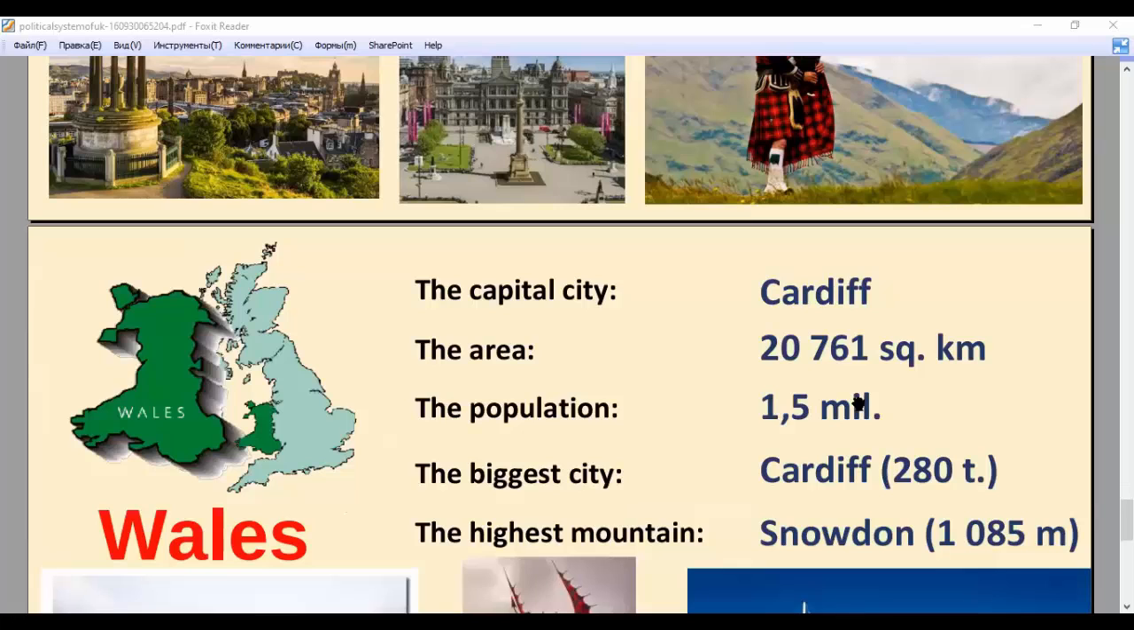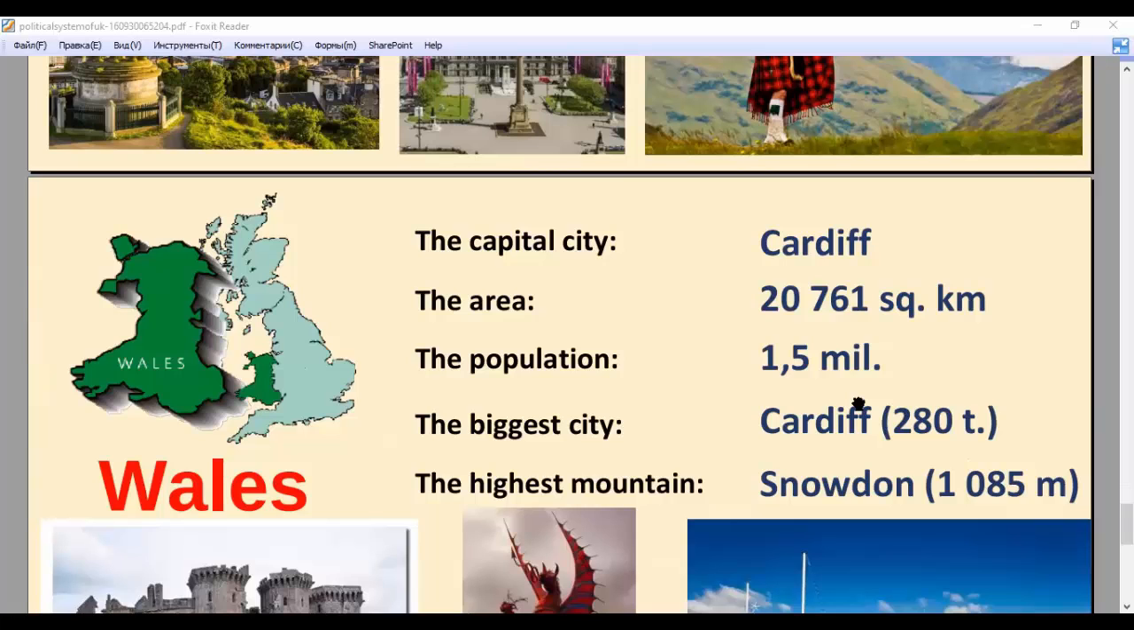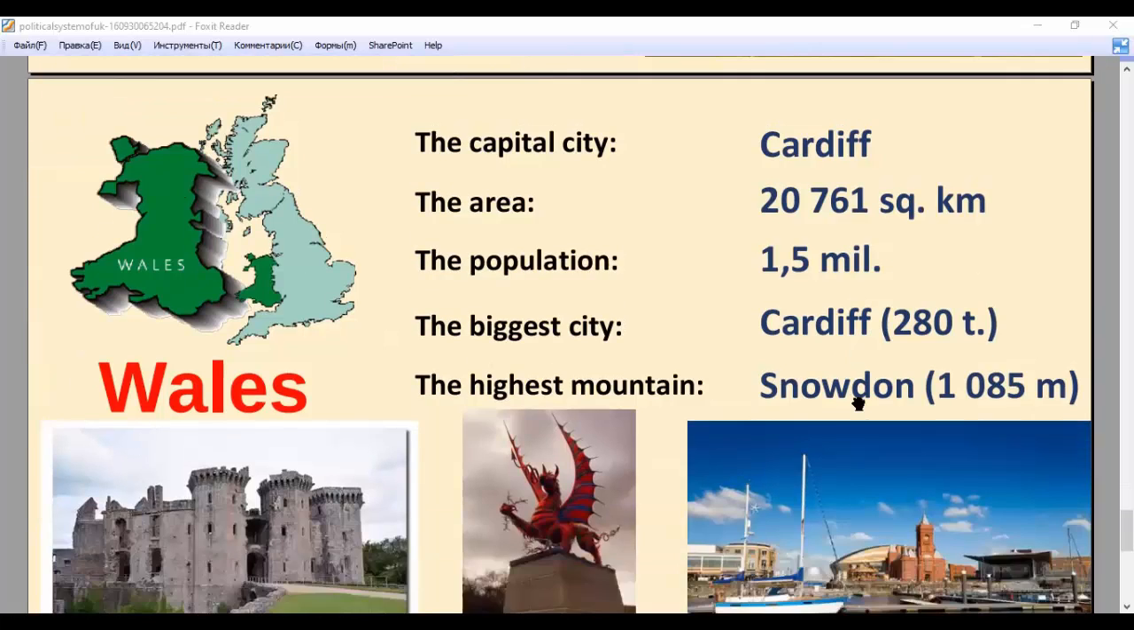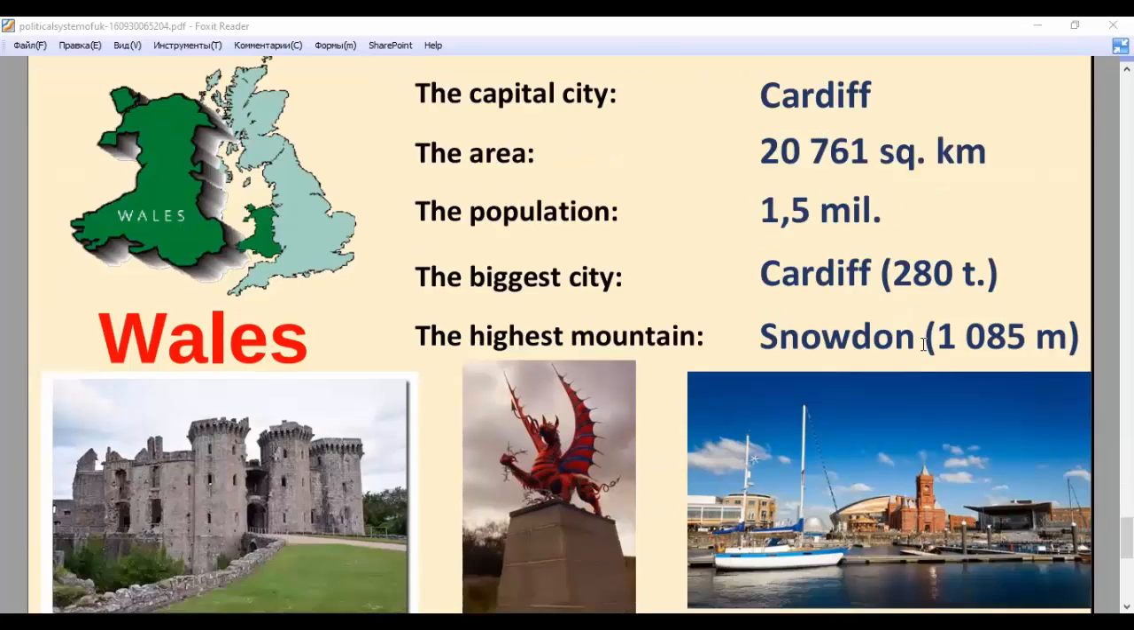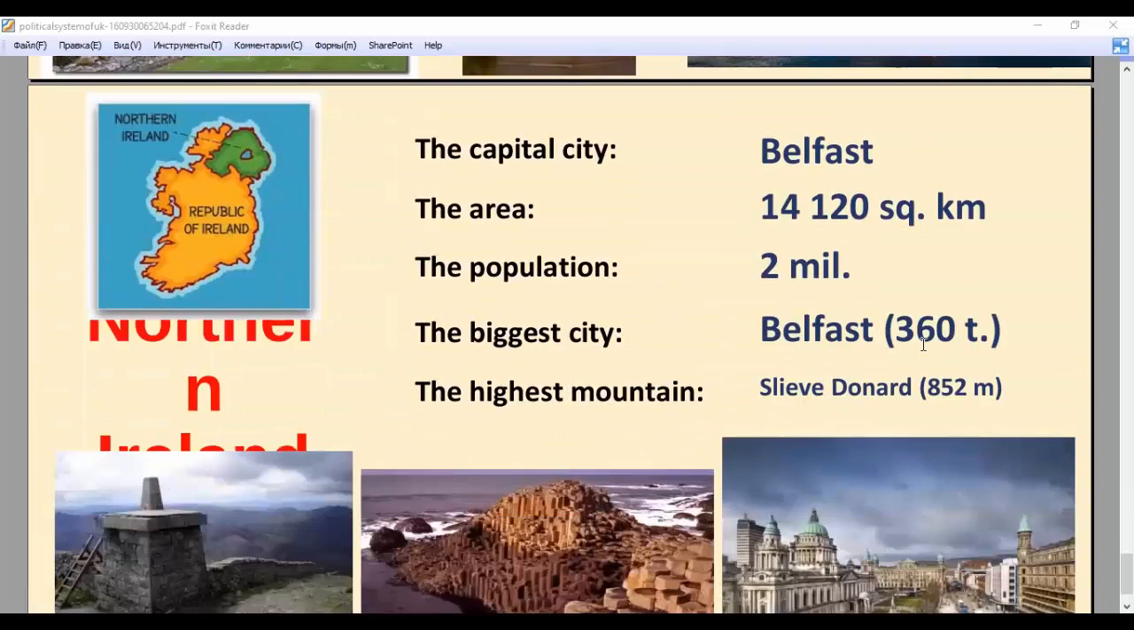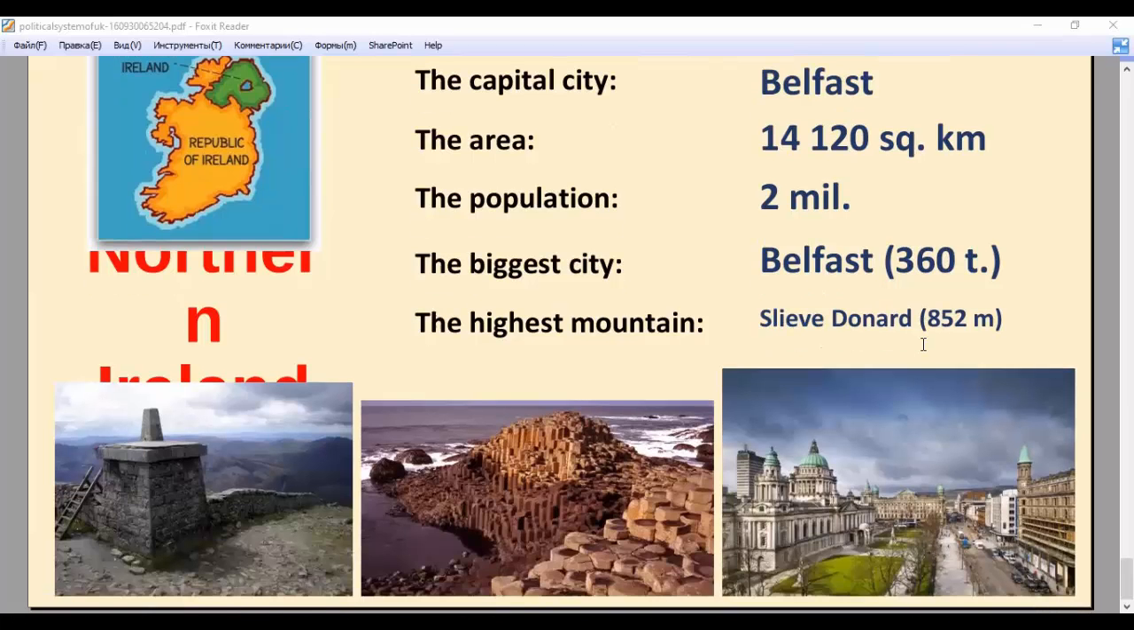And the next one is Wales. The capital city is Cardiff. The area is more than 20,000 square kilometers, and the population is 1.5 million. The biggest city is Cardiff, and the highest mountain is Snowdon. And the last one is Northern Ireland, where the capital city is Belfast. The area is more than 14,000 square kilometers, and the population is 2 million. Maybe it's different nowadays. The biggest city is Belfast, and the highest mountain is Slieve Donard, which you can see in the picture on the right side.